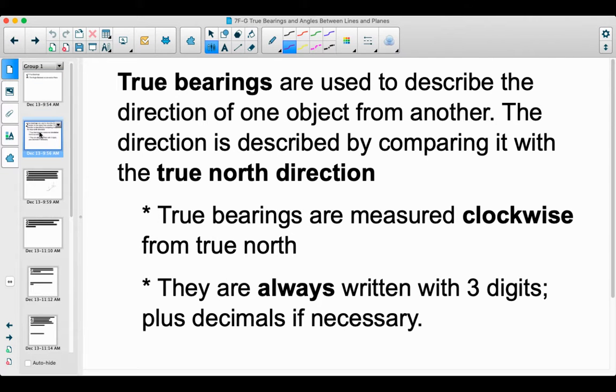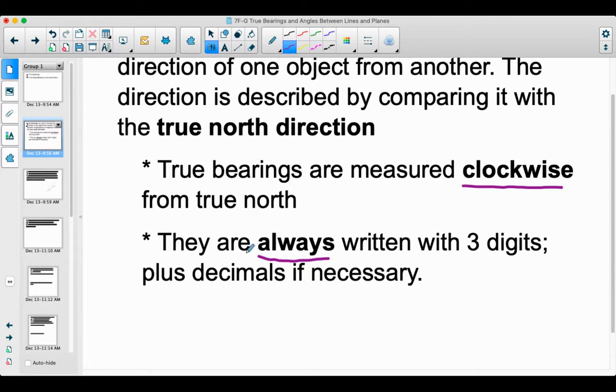Okay, so true bearings. True bearings describe the direction from one object to another, and it's always compared to the true north direction. You have to remember that it is always measured clockwise. That's important. And it is always, always, always written with three digits. So, for example, if it's a 15-degree true north direction, then you would write it as 015, because it has to be three digits.